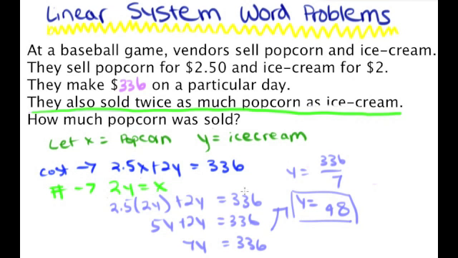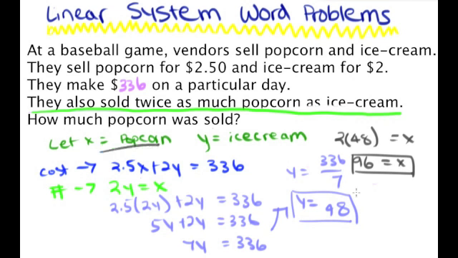So we have to plug it into one of them. I'm going to plug it into the second one because it's only one step. So 2 times 48 is equal to x. 48 times 2 is 96. 96 is equal to x. And x is the number of popcorn. So 96 bags of popcorn.